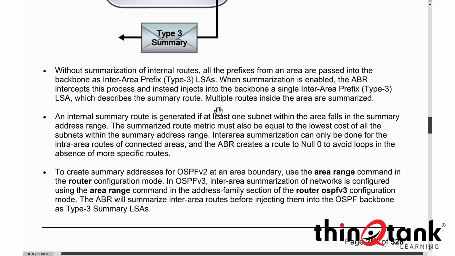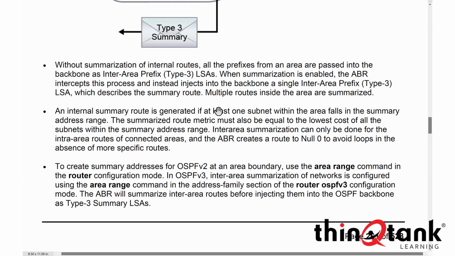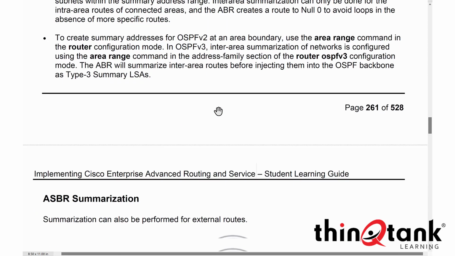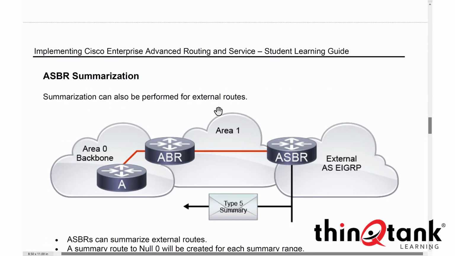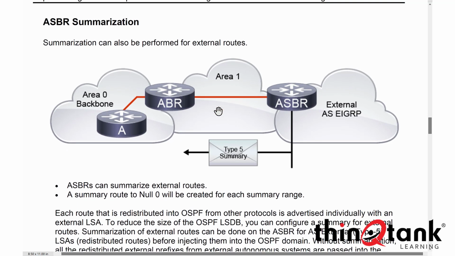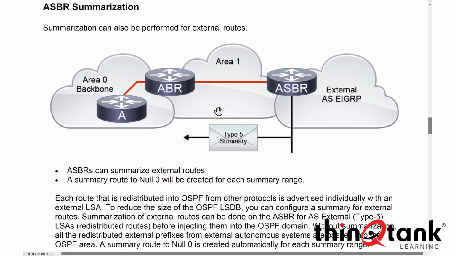In OSPF v3, we do the same command, area range, and again, it's always the area that we're summarizing from. But obviously that's going to be under our router OSPF v3 configuration as opposed to the router configuration. On an ASBR, same kind of rules apply, right? The summary will get generated as long as there's one prefix that's included within that scope. There will be a null zero route created, and the metric that is going to be used for that type 5 LSA is going to be based on the lowest metric for the route.